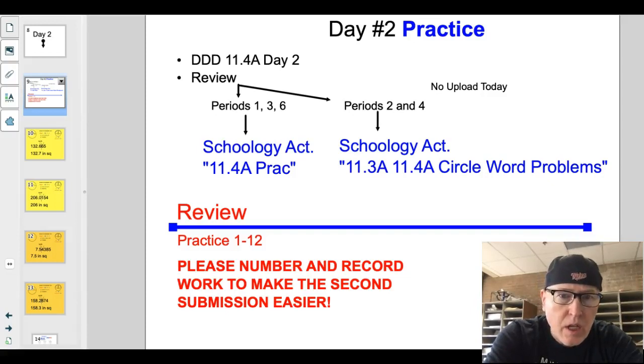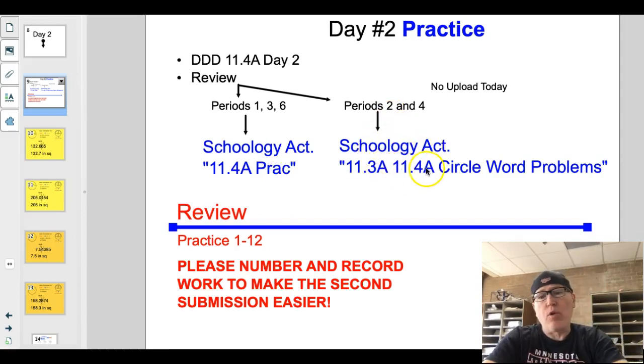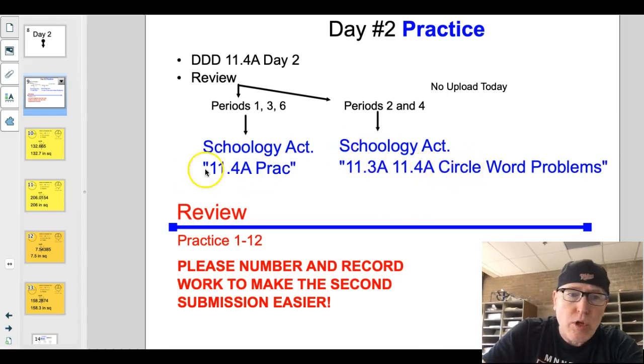This is 11.4a day 2. This will be our practice day on this target of finding area of a circle. Only 2 activities today. I'm going to do some review problems with you and talk a little bit about rounding. And then periods 1 and 3 and 6, you'll do the Schoology activity, 11.4a prac. And periods 2 and 4, you're going to do Schoology activity, 11.3a, 11.4a, circle word problems.